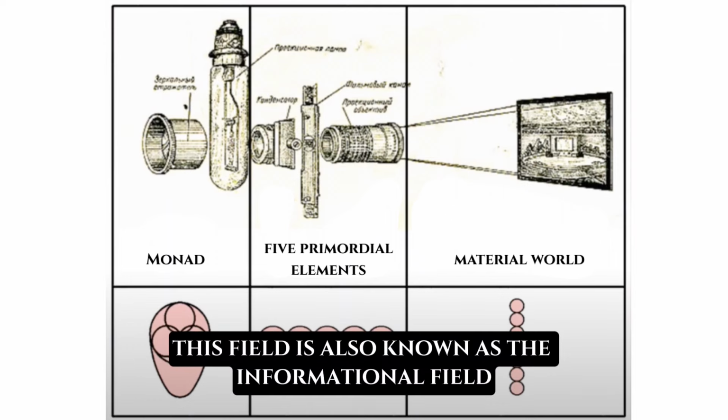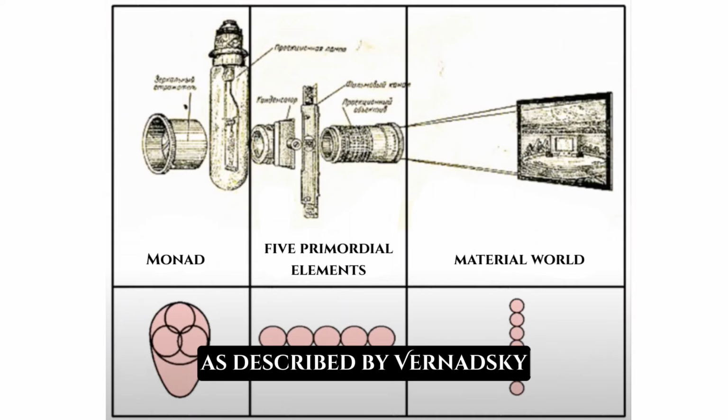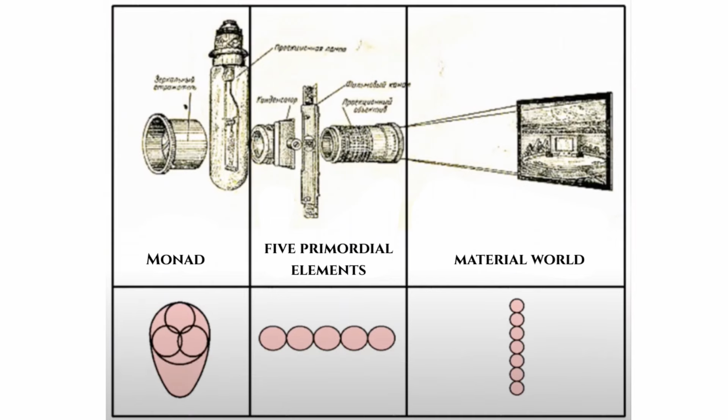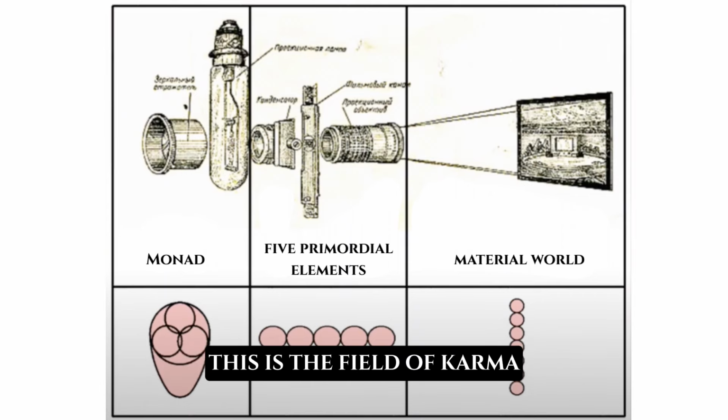This field is also known as the informational field, the Akashic records, or the noosphere, as described by Vernadsky. It holds all causal relationships generated in the material realm. This is the field of karma.